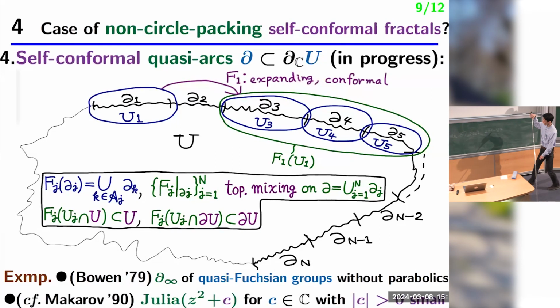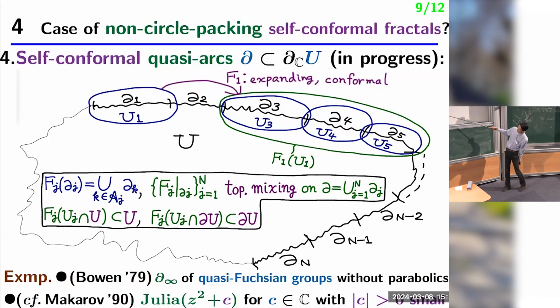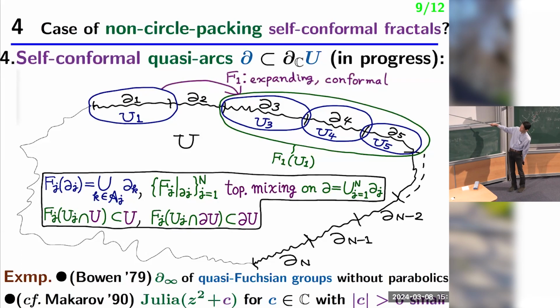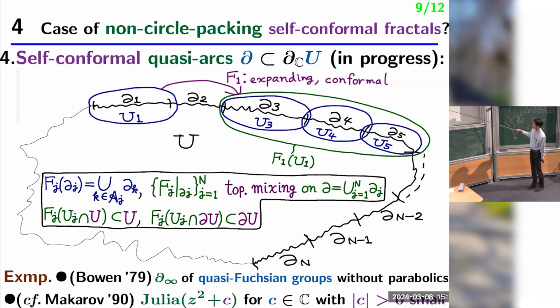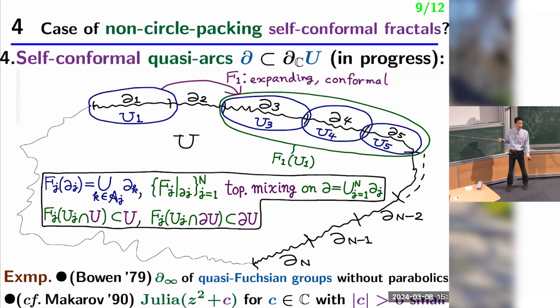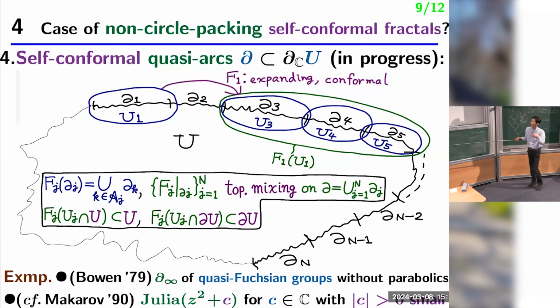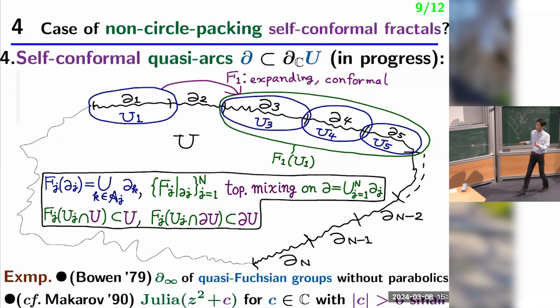Some other situations can also be considered. For example, if you consider the quadratic polynomial z squared plus c, for c whose absolute value is sufficiently small, its Julia set is well known to be a quasi-circle. And this kind of Julia set again satisfies this kind of structure.